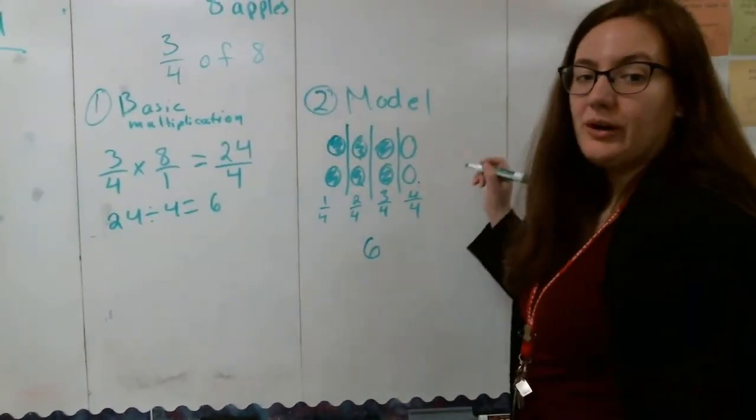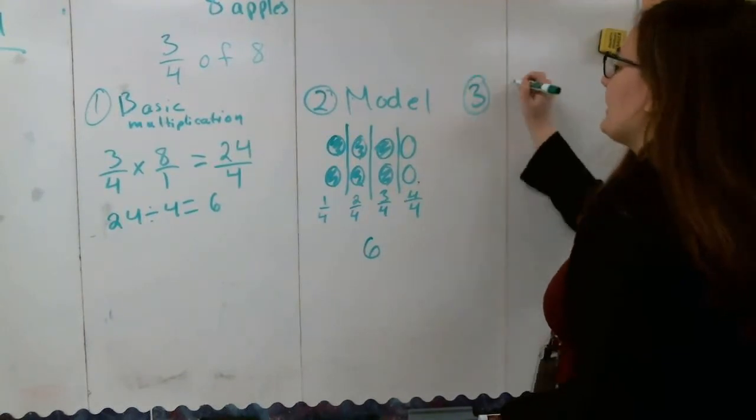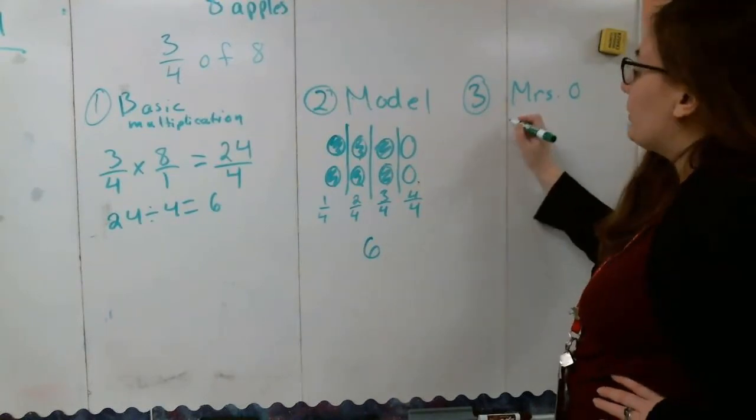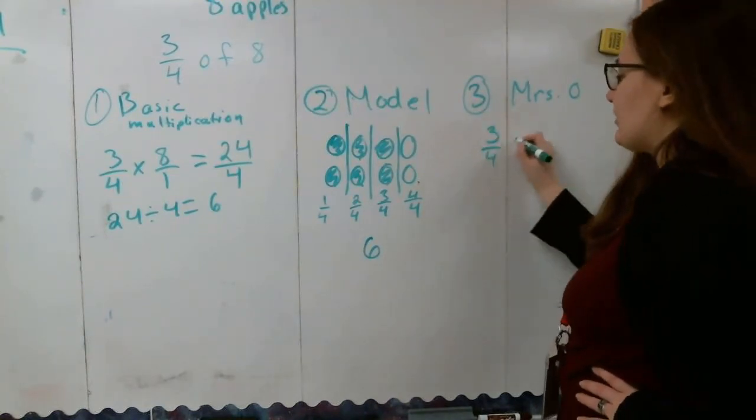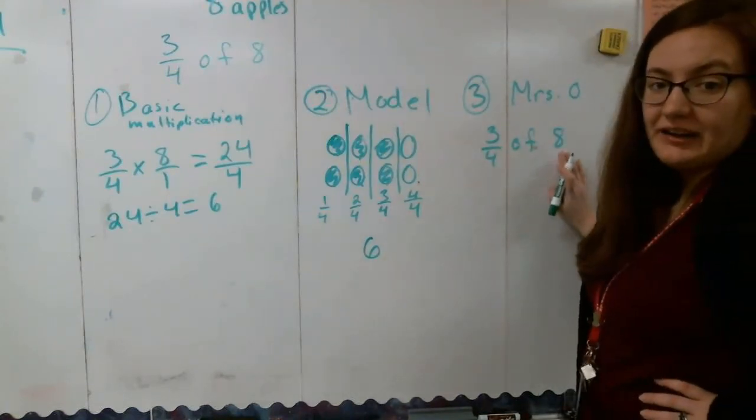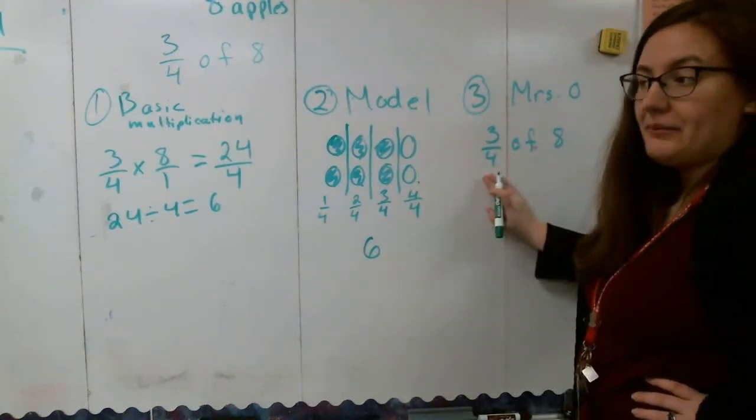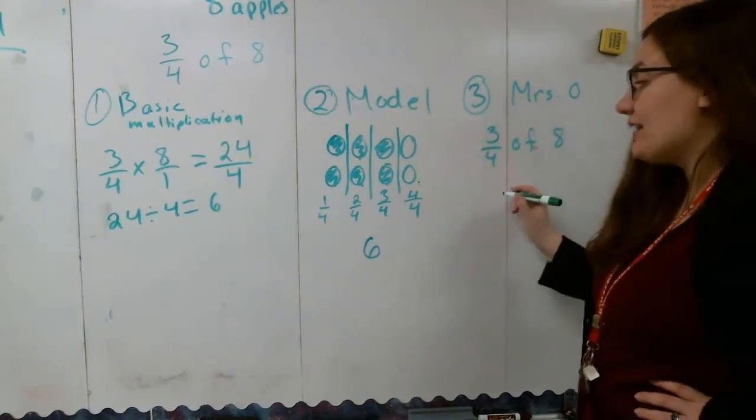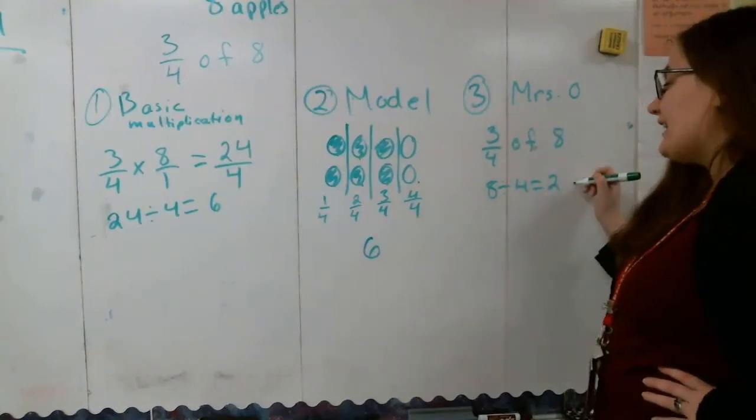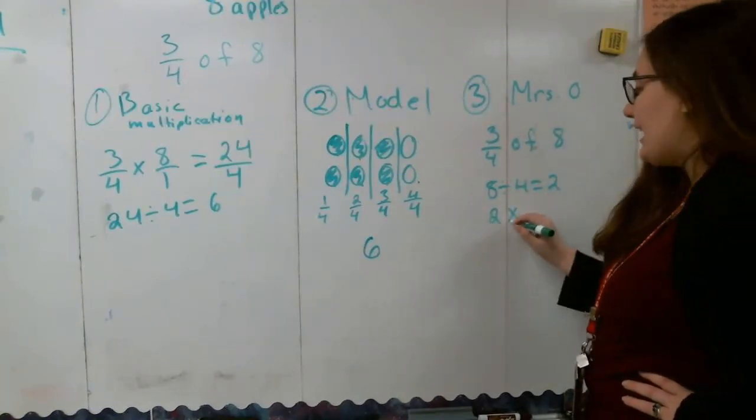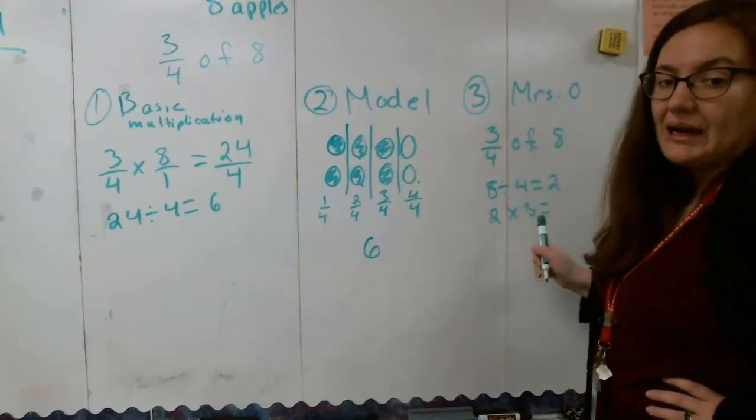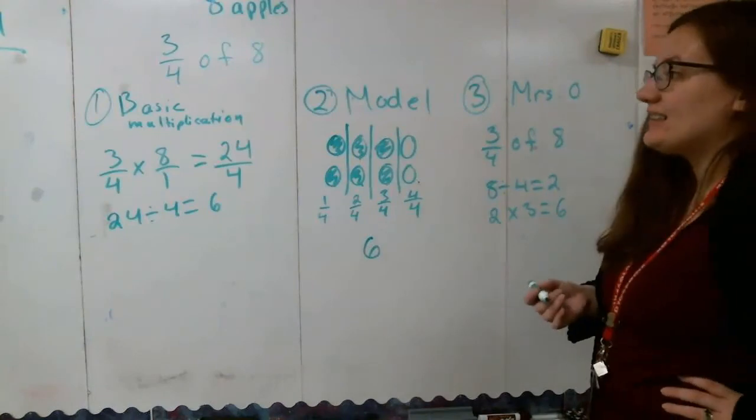Now the last way that you can solve these problems is using the Mrs. O'Mara way, and with this, we're going to still just look at it as 3/4 of 8. I'm going to first divide my whole number by my denominator. So I do 8 divided by 4. That gives me 2. And then I take this answer and I multiply it by the numerator. So 2 times 3. And that gives me 6.